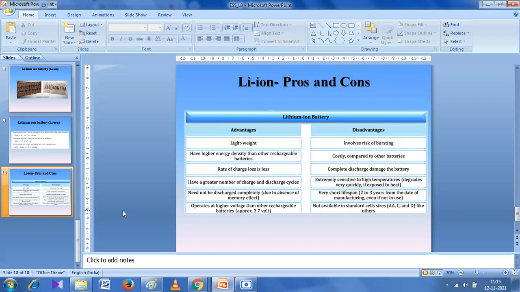And in lithium ion battery, the most disadvantage is it's not available in standard sizes like double A, triple A, like that. The lithium ion batteries have a special design, which is basically designed for the mobile. It is basically not available in the size of AAA or AA like that. It has a special purpose of use, so it is made for a special purpose, right?